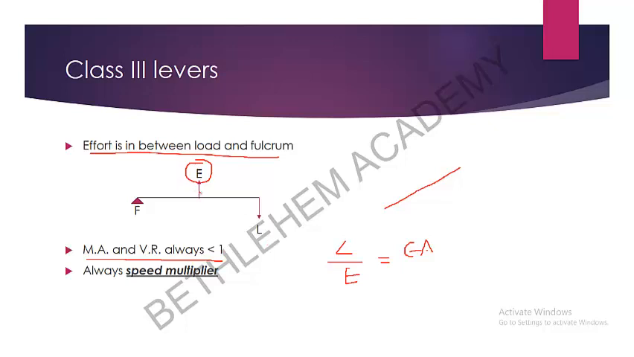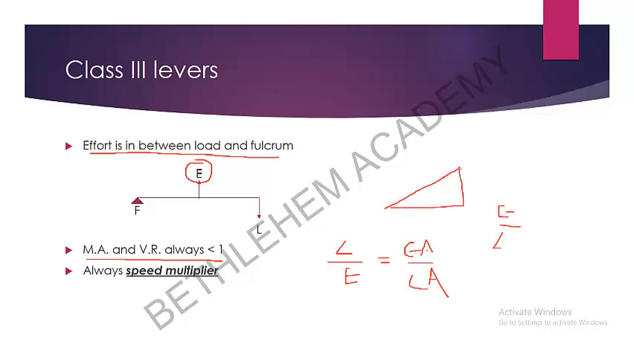So, the effort arm here is always smaller than the load arm. It's always smaller because effort is in between the fulcrum and the load. Since the effort arm is always smaller, the mechanical advantage will always be less than 1. Velocity ratio is also less than 1 because velocity ratio is nothing but the distance travelled by effort divided by the distance travelled by the load.